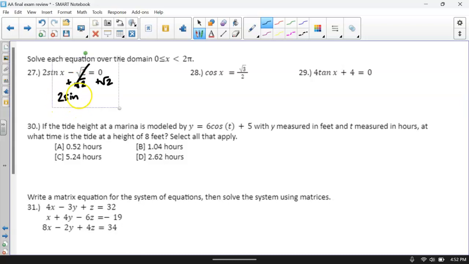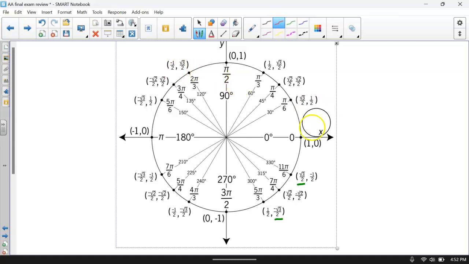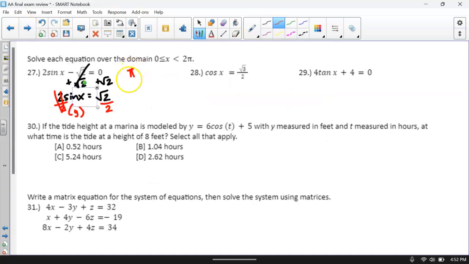So 2 times sine of x is equal to radical 2. Then here we're multiplying sine by 2, so divide by 2. So notice we're looking for where is sine radical 2 over 2? So where is our y coordinate radical 2 over 2? So we're looking at the y coordinate. So notice here it's negative, so it's not here. But radical 2 over 2, so at pi over 4, and here at 3 pi over 4. So these are the two solutions, pi over 4 and 3 pi over 4.